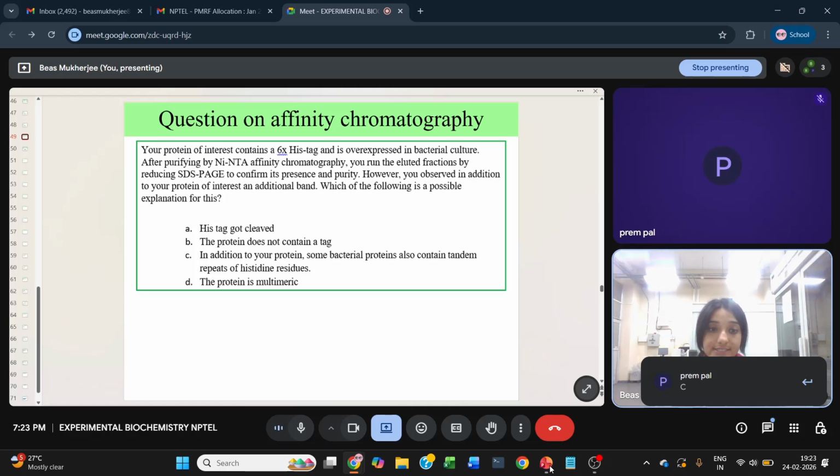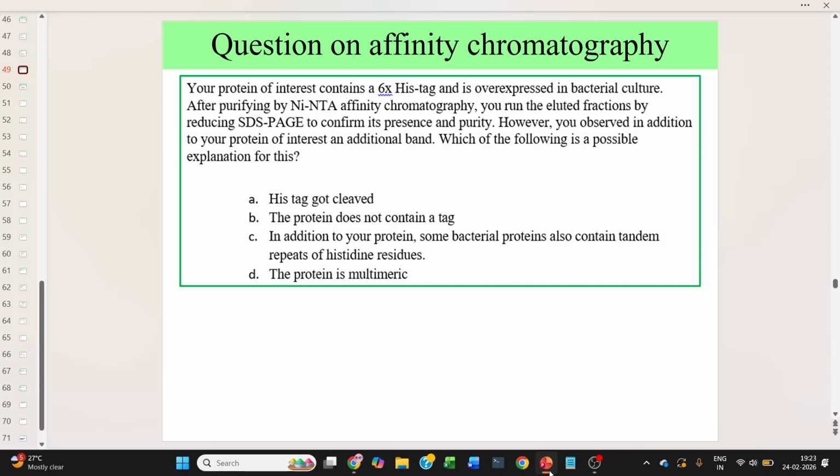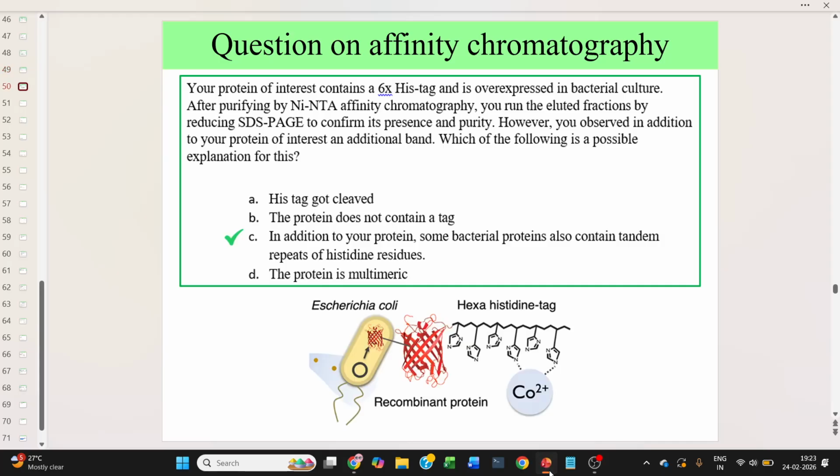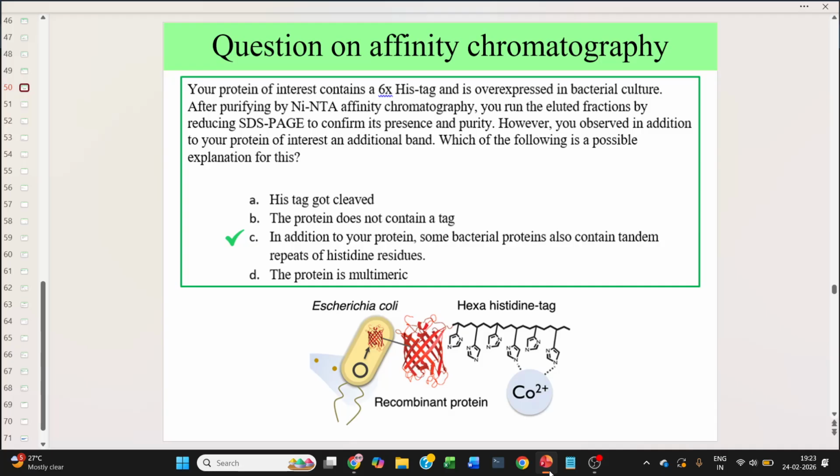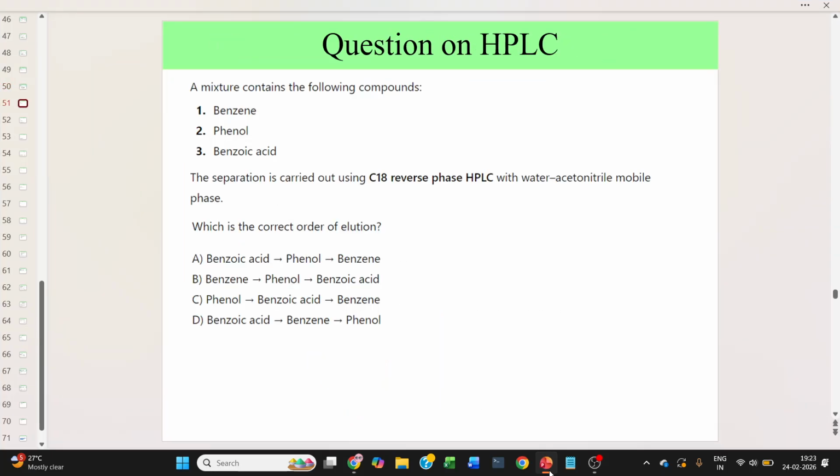C. Yes, C is one of the answers. Right. So this hexahistidine tag is there. Out of those 6 histidines, 2 bind to nickel or cobalt, and there can be these natural proteins also that can have histidine tags and they can bind.